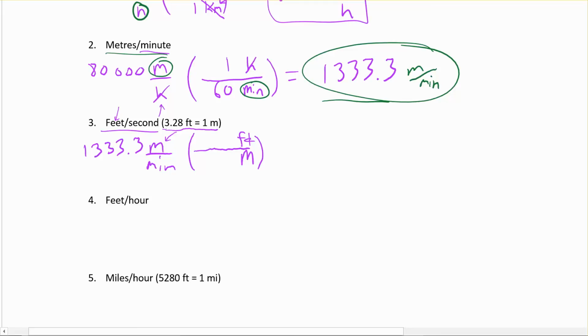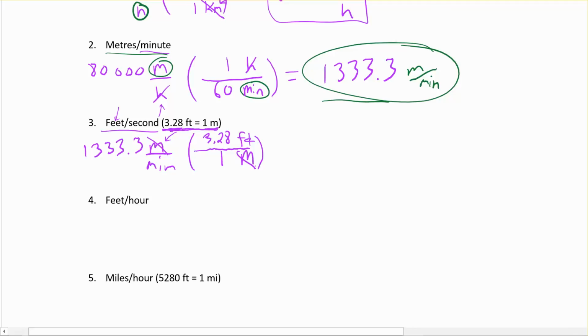And now we just got to put these two numbers in. So 3.28 feet in 1 meter. So I'm going to write 3.28 feet up top in 1 meter. So 1 on the bottom. And if I do that, now meters are going to cancel, right? So I'm good so far.